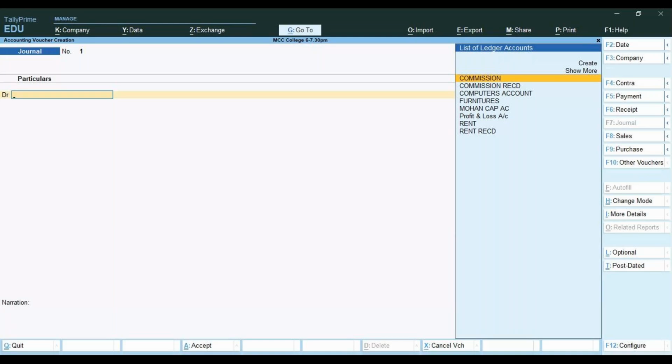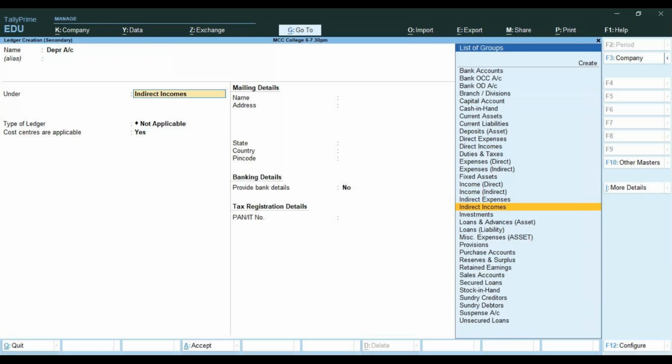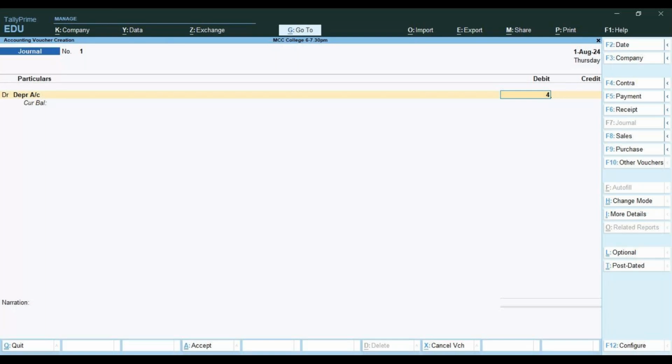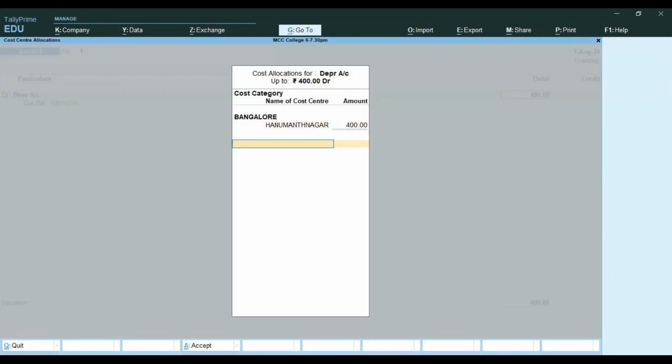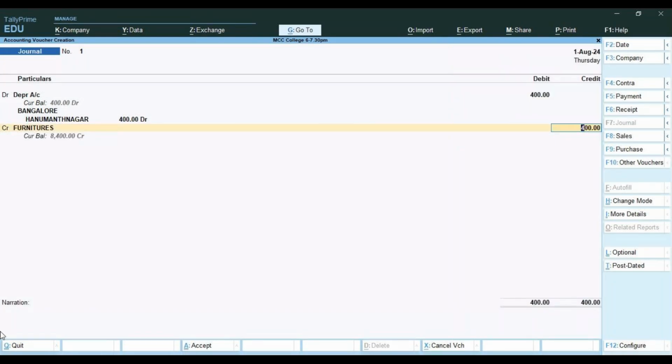Depreciation account 400, enter. Here when I give furniture 400, can you see here my furniture value was 8,800 rupees. So automatically here 400 gets deducted. So enter, give the narration, furniture depreciation.